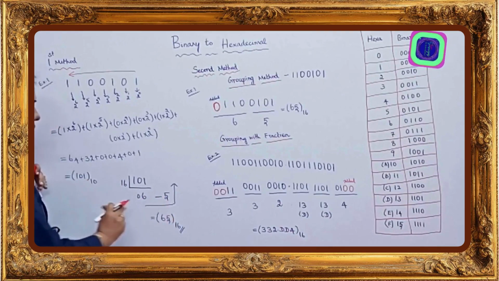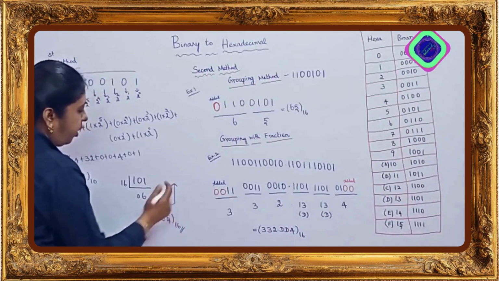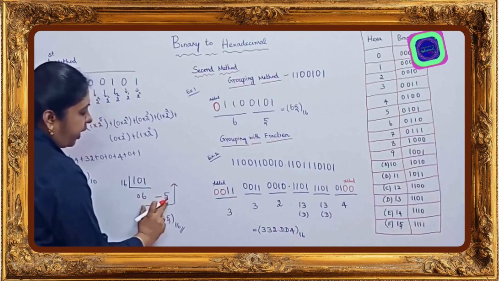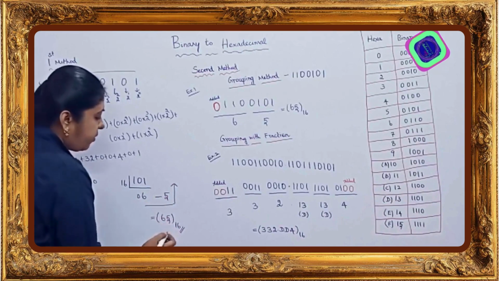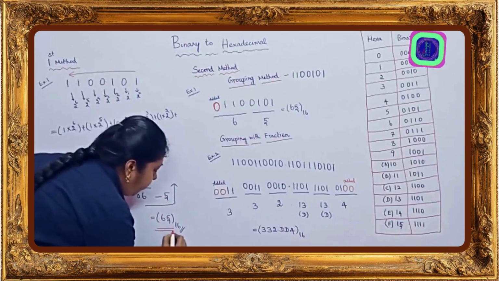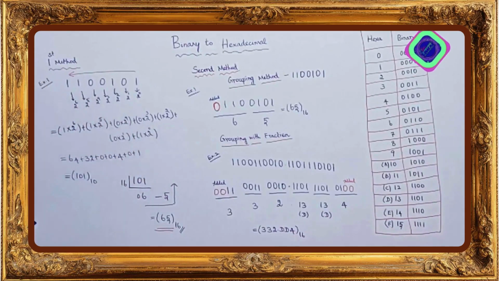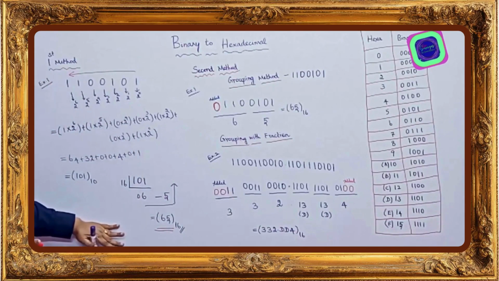So we have to write from the bottom to the top. So 6, 5. The remainder 5. It is noted as 65 to the base of 16, which is the attained hexadecimal value. This is the first method.